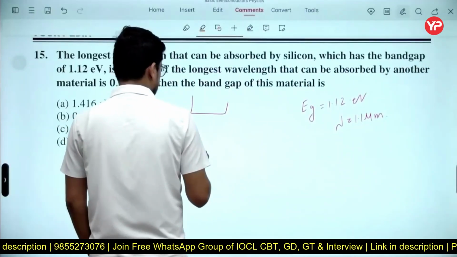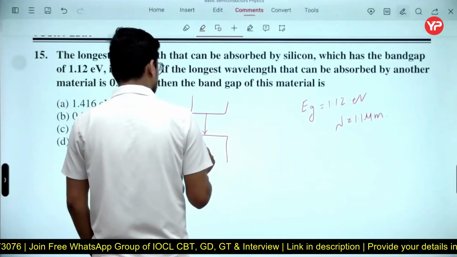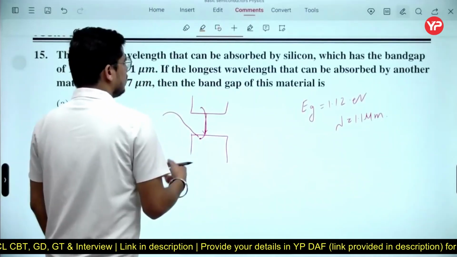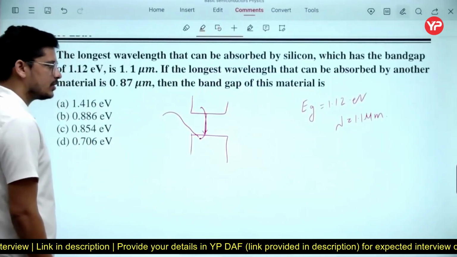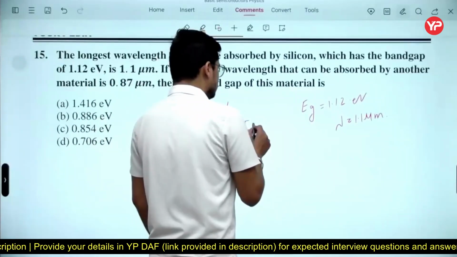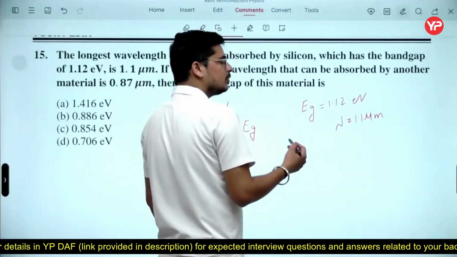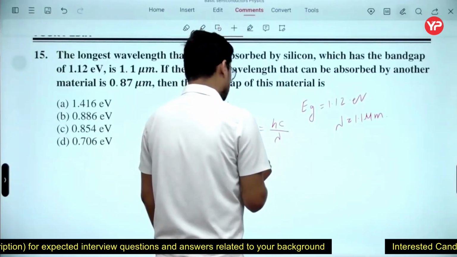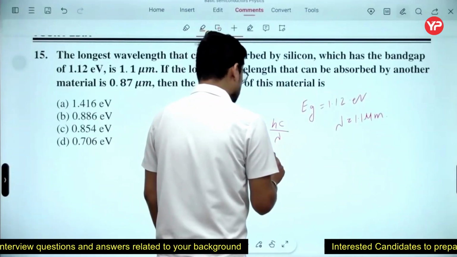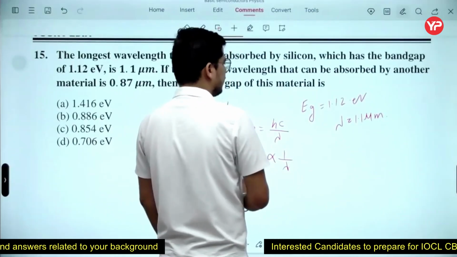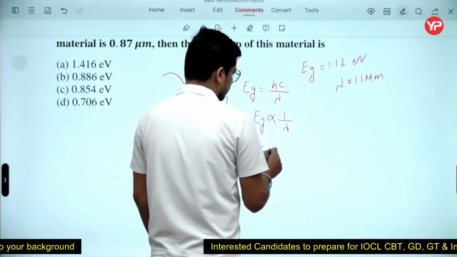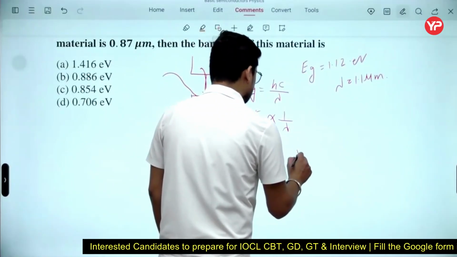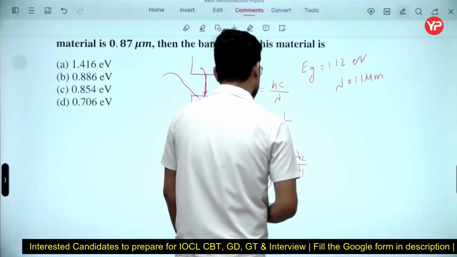If this is the band gap of this material, and one electron is here, when light is incident it will go to the conduction band. So a certain amount of energy is required. That energy required equals Eg, the band gap of that material, and that should be equal to hc over lambda. So from that, Eg is inversely proportional to lambda. It means Eg1 divided by Eg2 is equal to what? Lambda 2 divided by lambda 1.